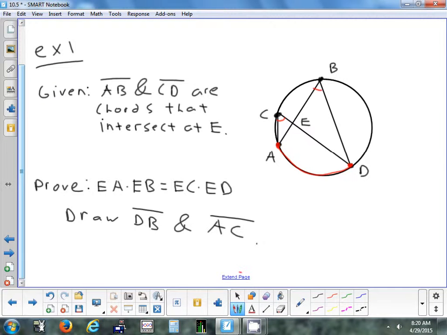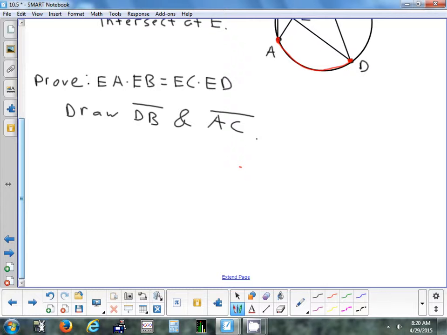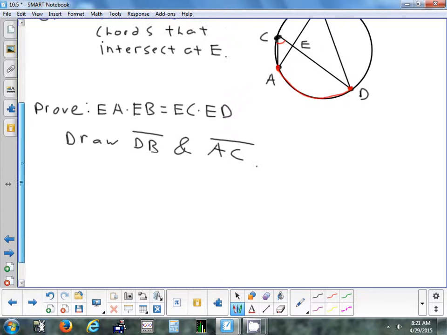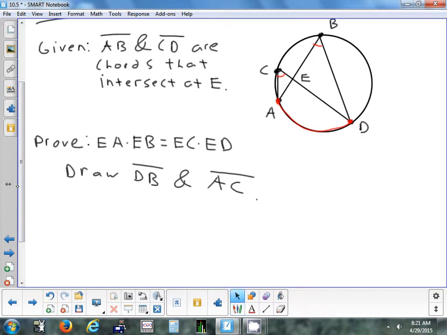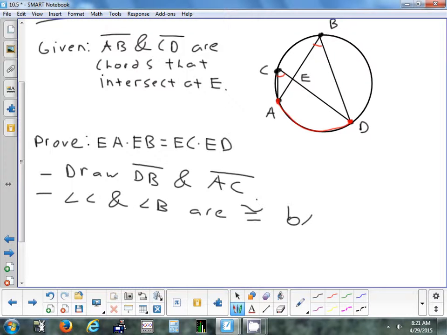Okay. Didn't we also do alternate interior angles? No guarantee we have any parallel lines here. Oh, okay. Yeah, we don't know that we have parallel lines, but it's a good thought if we did. So next we'll write this as bullets. Angle C and angle B are congruent because they intercept the same arc.